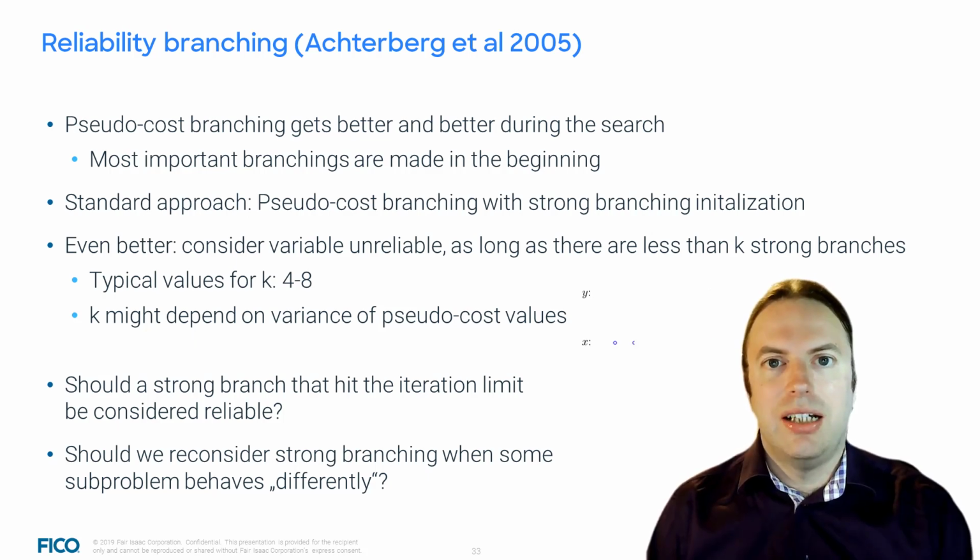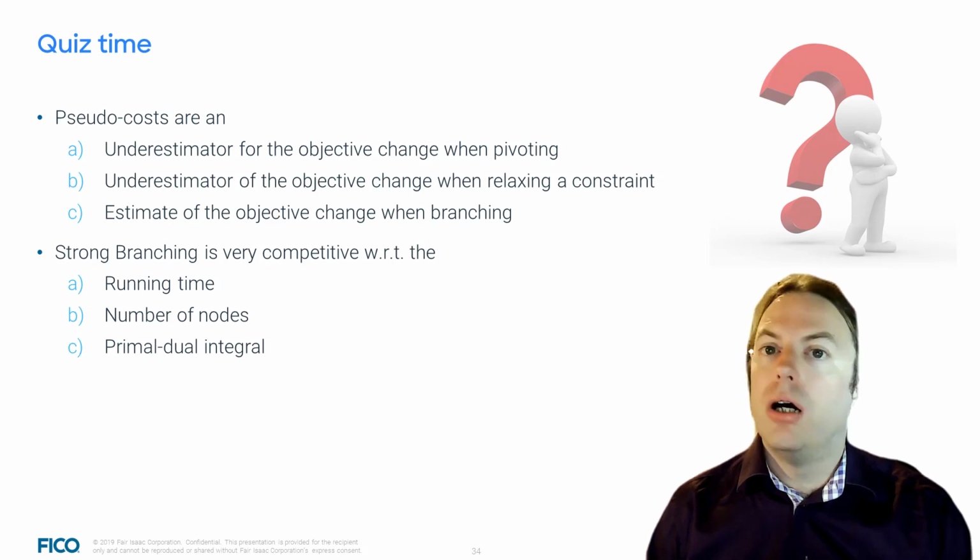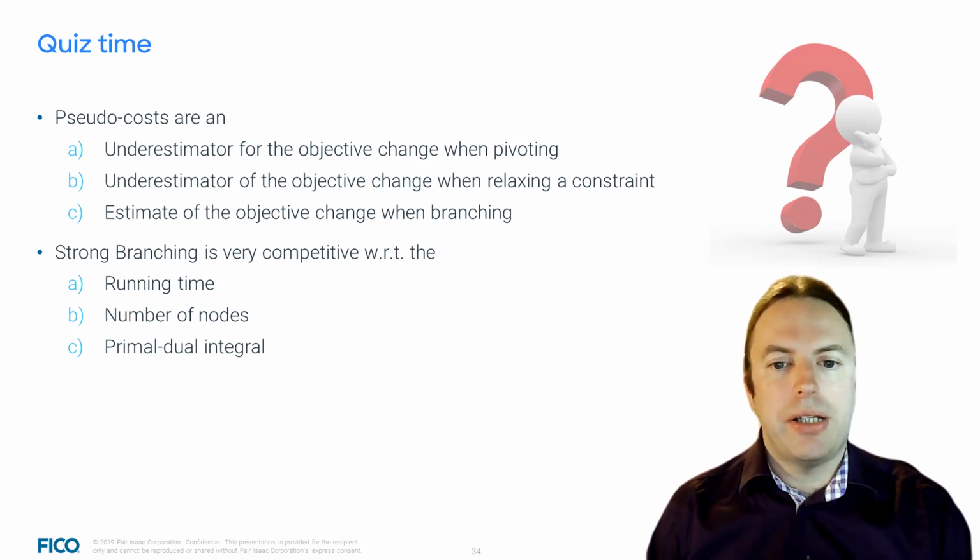In this lecture, instead of 2 quizzes with 3 questions each, we will have 3 quizzes with 2 questions each. So let's start with the first one. Pseudo-costs are A, an underestimator for the objective change when pivoting, or B, an underestimator of the objective change when relaxing a constraint, or C, an estimate of the objective change when branching.